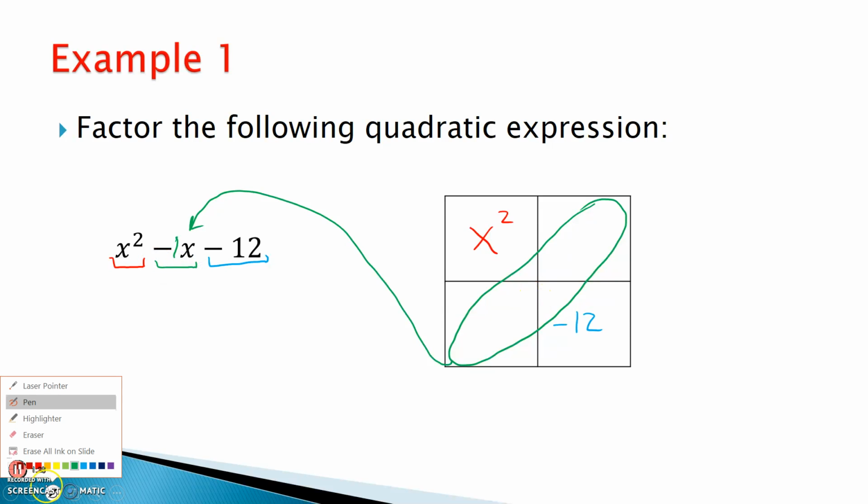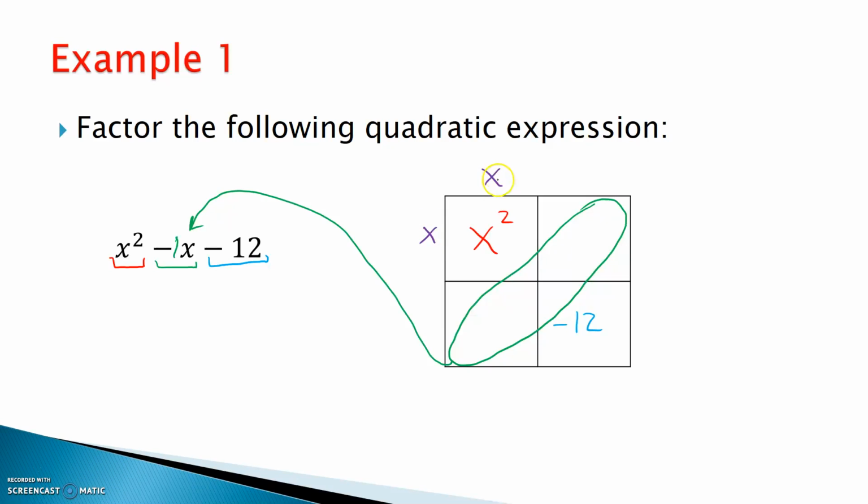All right, let's go ahead and figure this out. I know that x times x will give me x to the second power. That's the easy one right there. Now, how do I get negative 12? Well, I have multiple combinations here, so let me list all my possibilities.